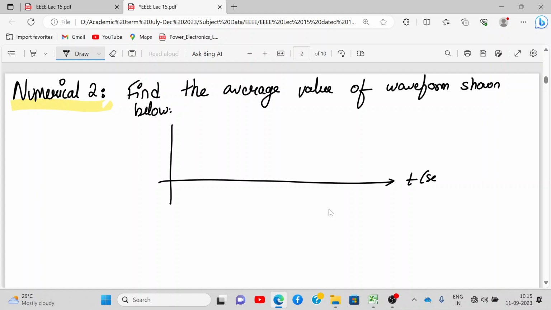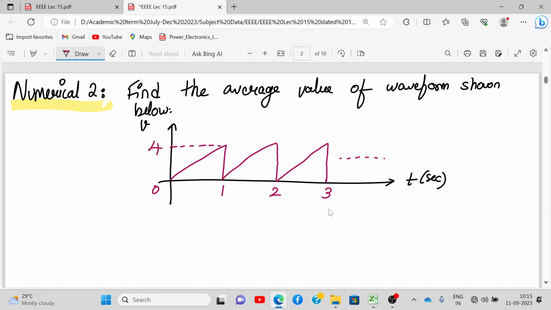This is t in seconds and this is my voltage V. The waveform is like this, and it will repeat itself. This is 1, 2 and 3 and this value is 4. Now tell me, what is the period of the signal? 1. Why? Because after 1 it repeats itself. So this is my period t.